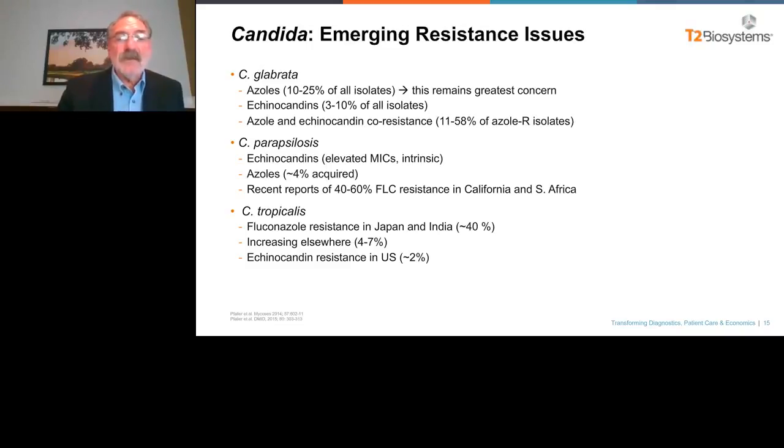Candida tropicalis in the United States is generally very susceptible to fluconazole and other azoles. But fluconazole resistance is prominent in countries like Japan and India, where 40% of Candida tropicalis isolates have been shown to be fluconazole resistant. Resistance to fluconazole is increasing in other parts of the world. It's about 4 to 7%. In Europe, it's less than 2% in the United States. But echinocandin resistance, in the U.S., has recently emerged and is about 2% in our surveillance isolates. So these are organisms that should be of concern to everyone, and maybe in your own institution you have another that could be of concern to you.